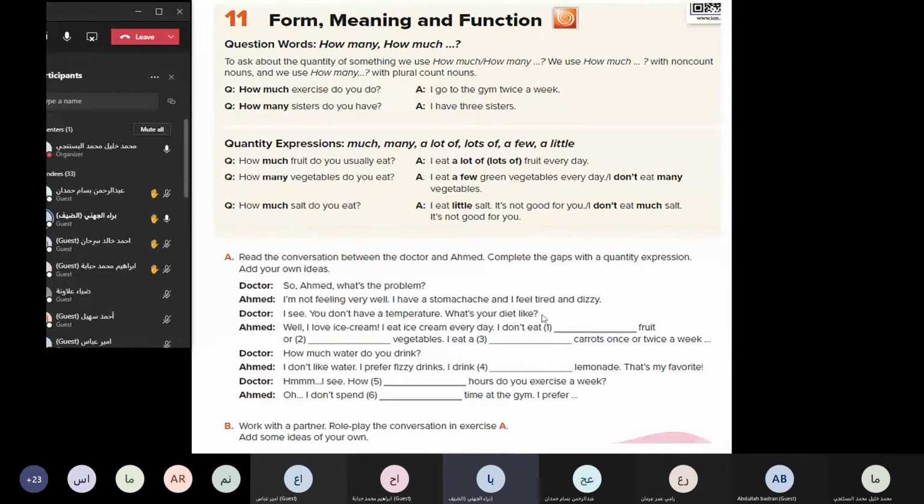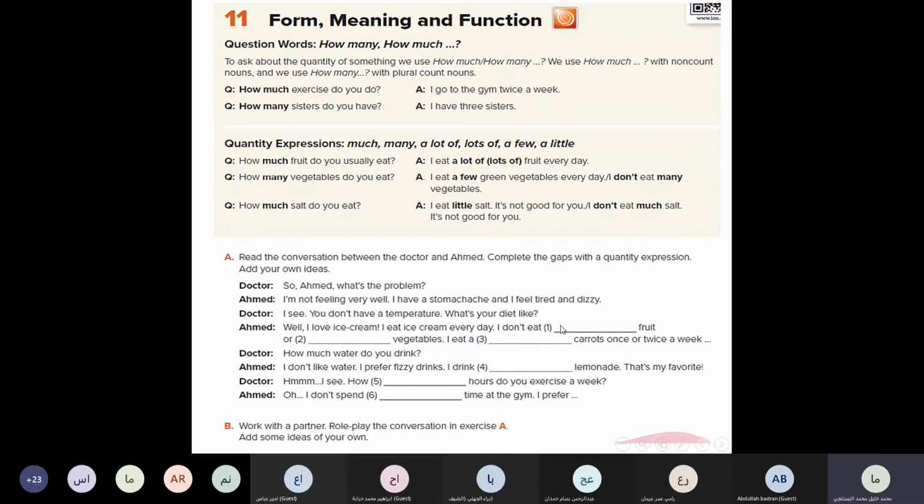I see. You don't have a temperature. What's your diet like? Well, I love ice cream. I eat ice cream every day. I don't eat fruit. Fruit is uncountable, okay? Fruit is uncountable. And here we have negative. I don't eat much fruit. Or vegetables, are they countable? Countable. So we use many.